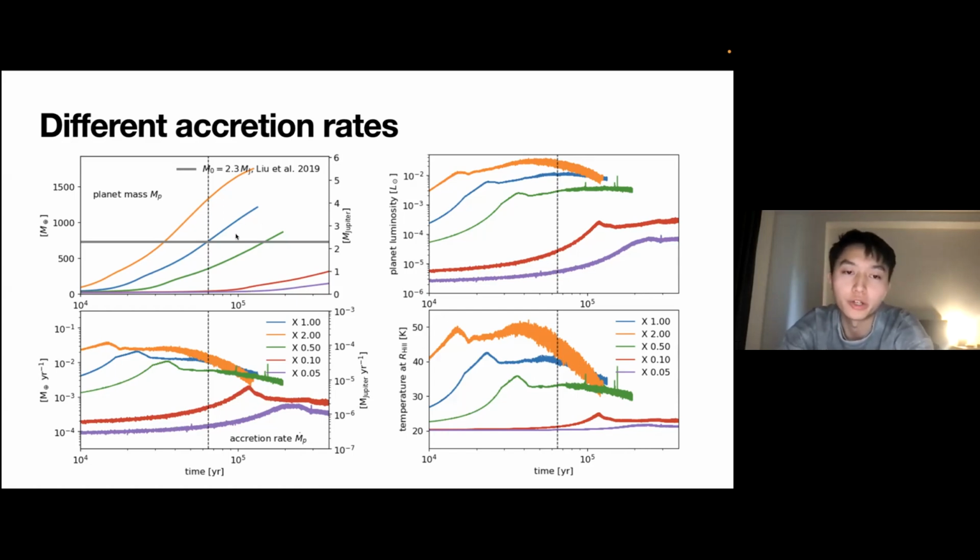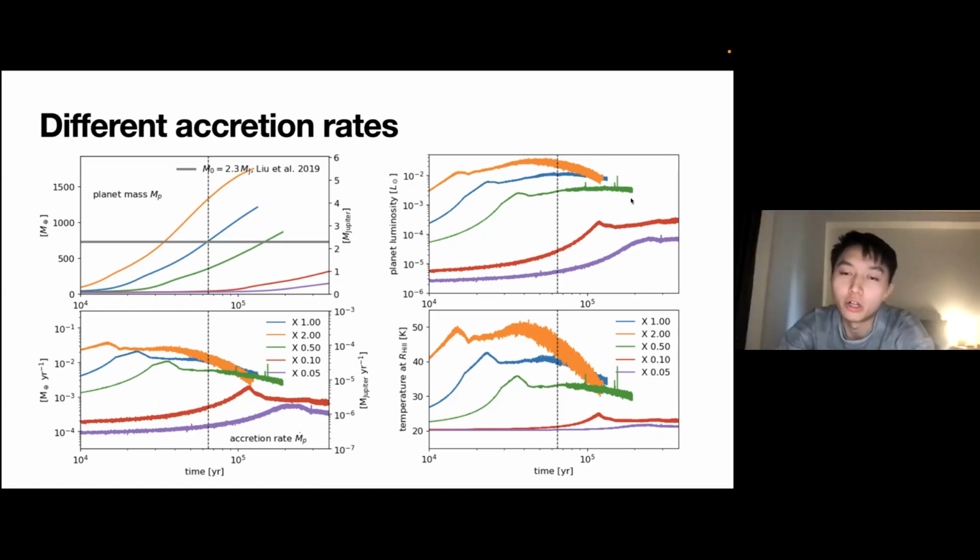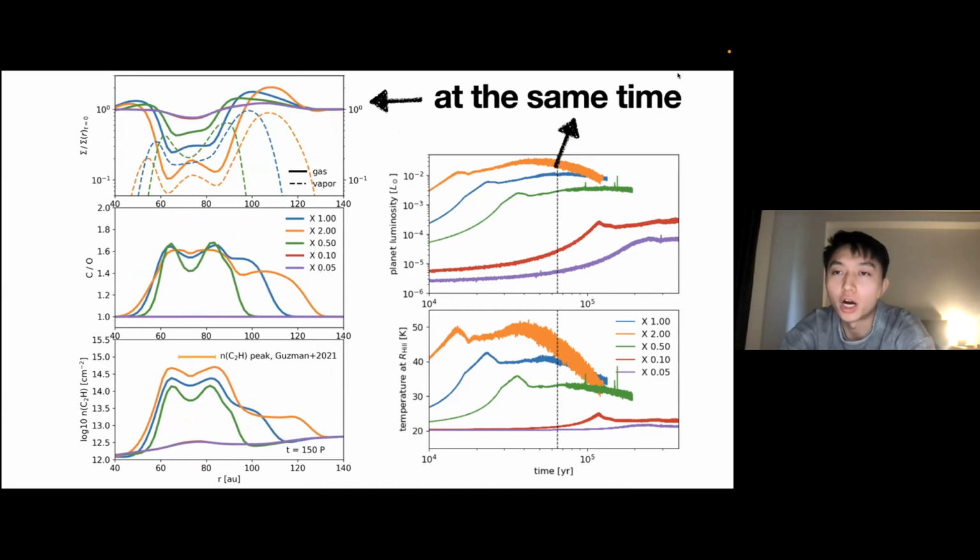But the other way around, if you lower the accretion rate, you have a lower luminosity around the planet vicinity. So it makes the temperature not change so much around the planet. If we pick a specific time after different simulations, let's say we pick the dashed line here, in the default model we form a Jupiter mass planet and release a moderate amount of methane to the gas, therefore elevating the saturation.